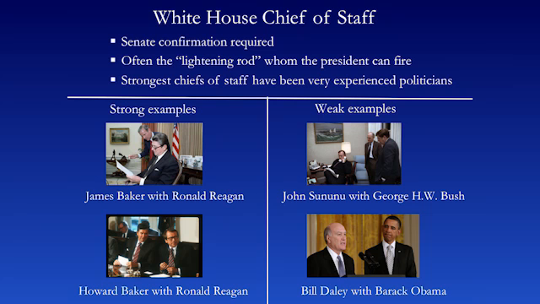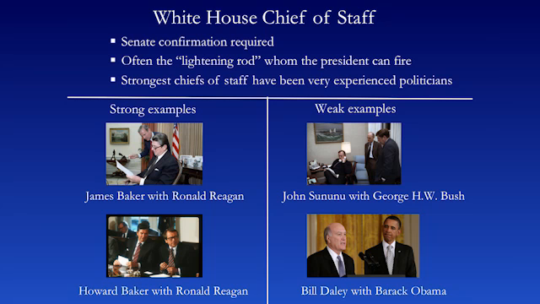We think of James Baker as the person who was able to design the Reagan Revolution. And Howard Baker was able to run the government in the last 2 years of the Reagan administration when the president himself was probably not in full command of his resources. But there have been some weak examples of the White House chief of staff. And John Sununu was one who was not very effective during the early years of the George H.W. Bush administration.